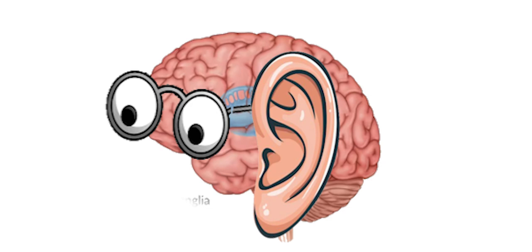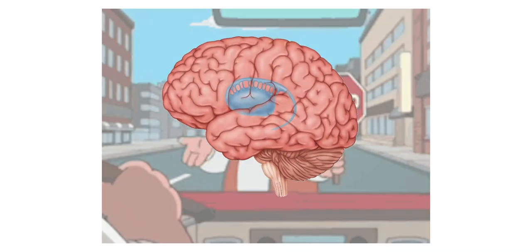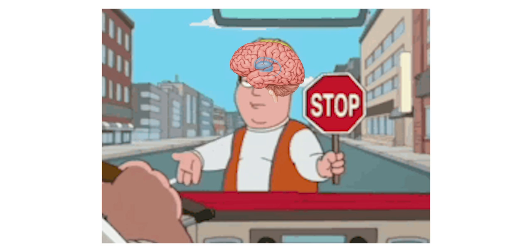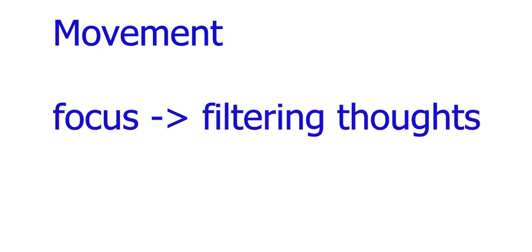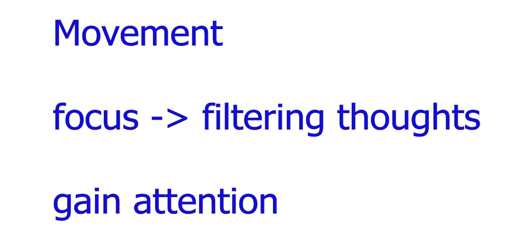What do we mean by focus? The basal ganglia is filtering out unnecessary information, but not just information, thoughts. The attention is fully controlled. So just so we're sure, fast movement requires focus, which means filtering unnecessary information and the result is gaining attention. And that's what we want. We want positive attention of those children.